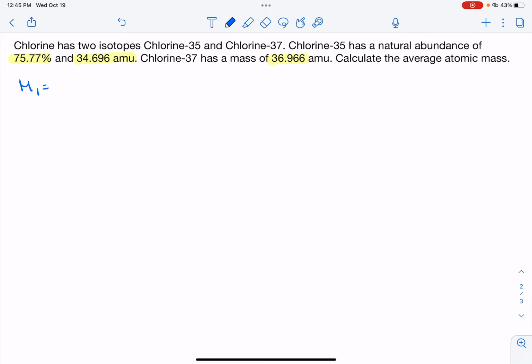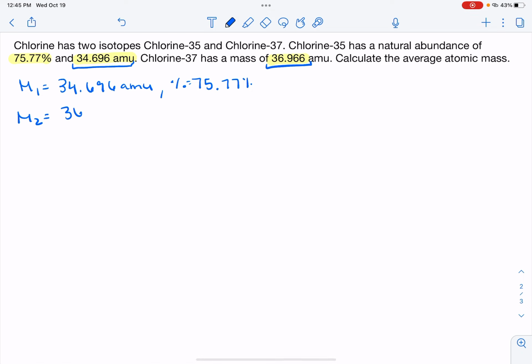So chlorine-35, it says, has a natural abundance of 75.77% and a mass of 34.696 AMU. So my first mass is going to be 34.696 AMU. And you know AMU is the unit for mass, so that's how we know that that is the mass. And we also know that its percentage is 75.77%. Okay, so that's our first isotope. The second isotope, it says, has this mass of 36.966 AMU. And in this case, again, we're not given the percentage.